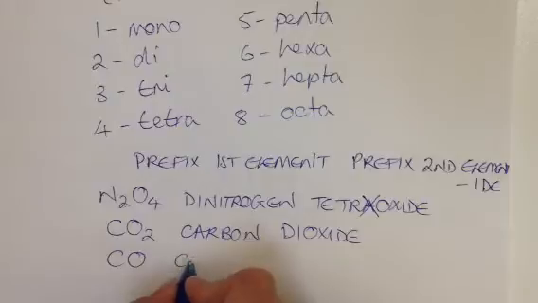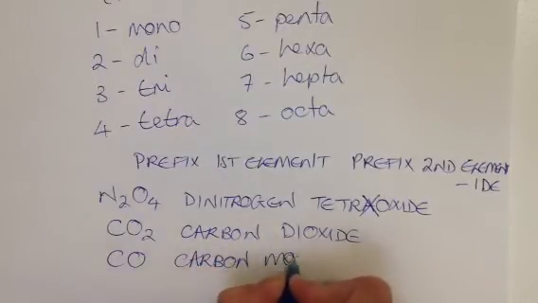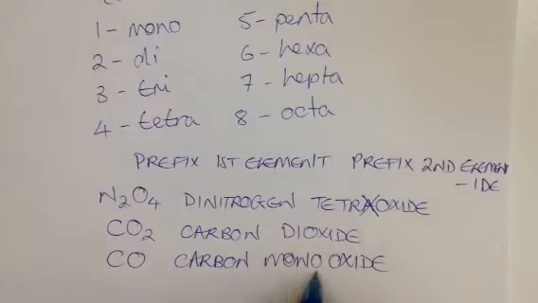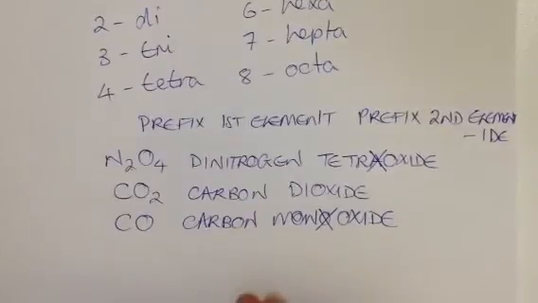So this compound is called carbon monoxide. Now again, having a double vowel is clumsy, so we drop the O and this becomes carbon monoxide. Okay, let's do a couple more.